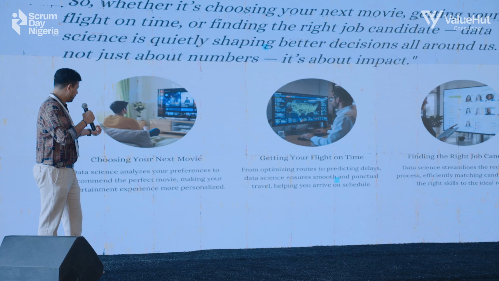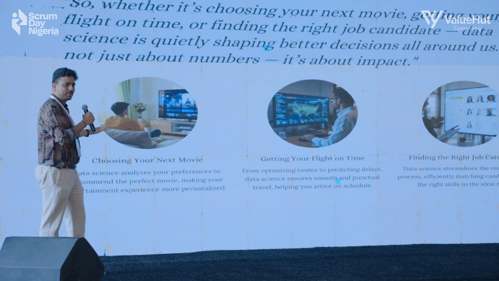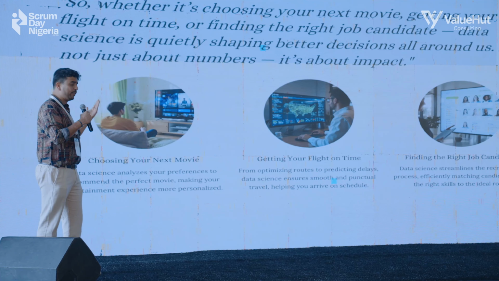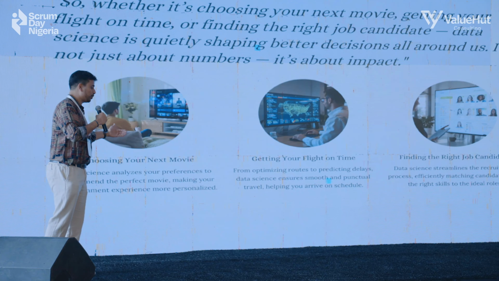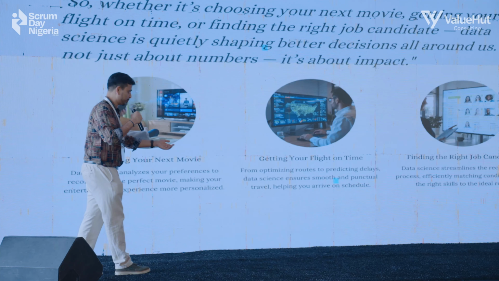Your next movie is part of a data science thing. They are gathering data sets based on your viewing habits, and based on that, they are suggesting some of the best movies you can watch. Flights on time, the air traffic control uses data science to optimize the routes. And finding the right job candidate, LinkedIn uses a lot of artificial intelligence and data science to make the perfect match.